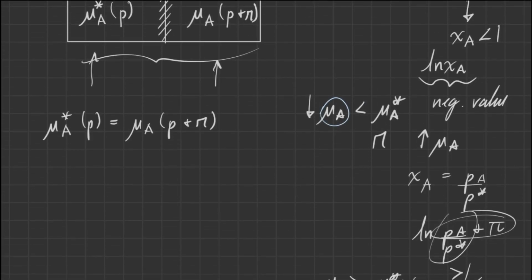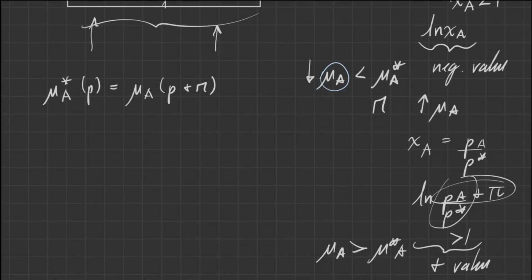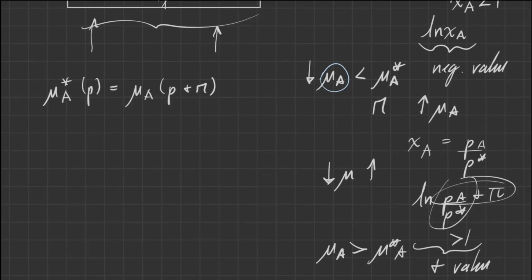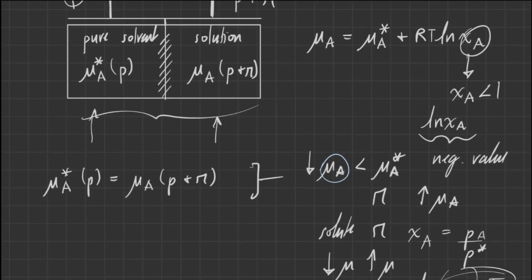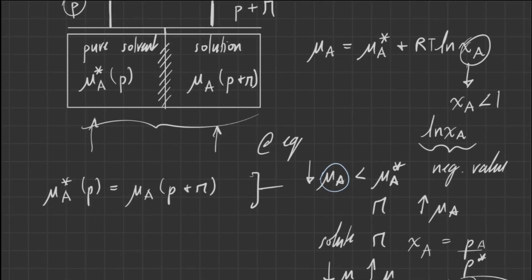So you have these two opposing forces: the solute, which decreases your chemical potential, and the addition of osmotic pressure, which will increase your chemical potential. So here you have this equation, because you are at equilibrium between this membrane and this setup.